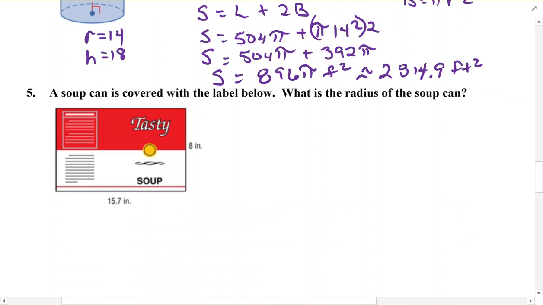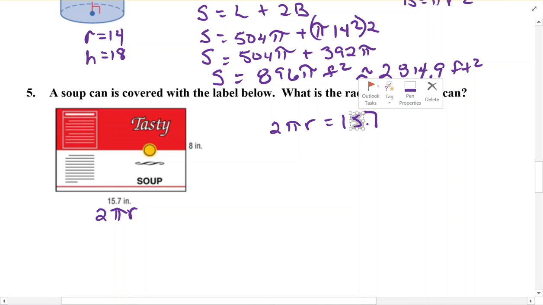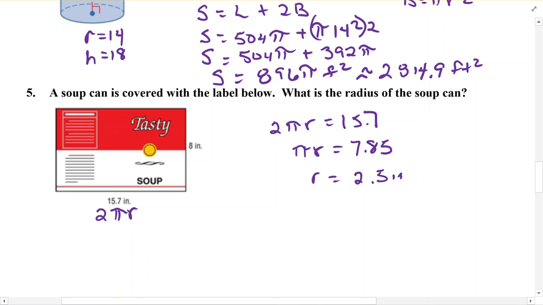In the next problem, we're told a soup can is covered with a label below. What is the radius of the soup can? We know that if we look at the lateral area, this is the circumference, which is 2 pi r. So 2 pi r equals 15.7. Divide both sides by 2. I have pi r equals 7.85. Next we would divide by pi, and I have r equals 2.5 inches.